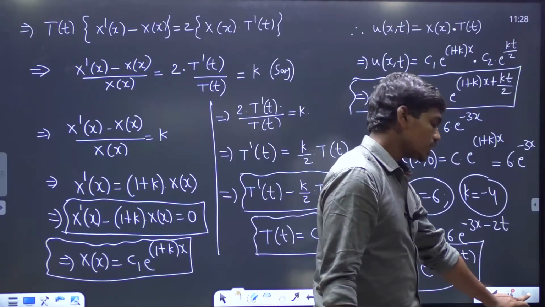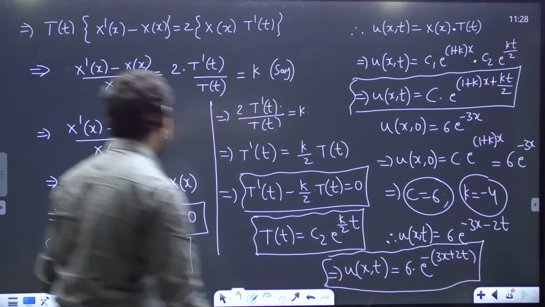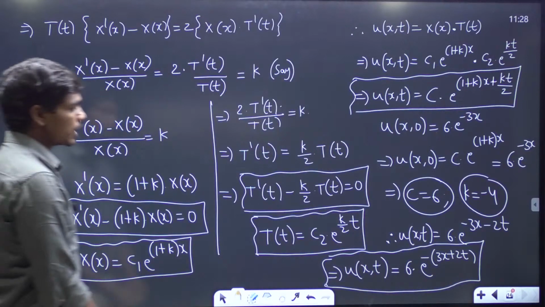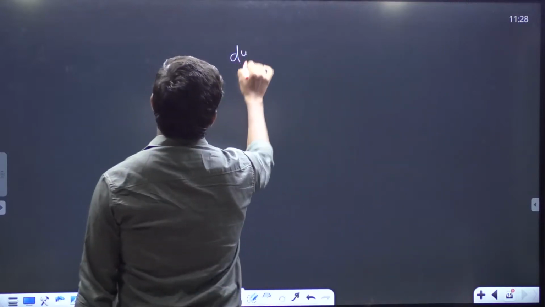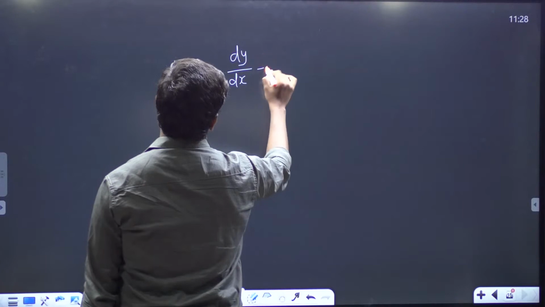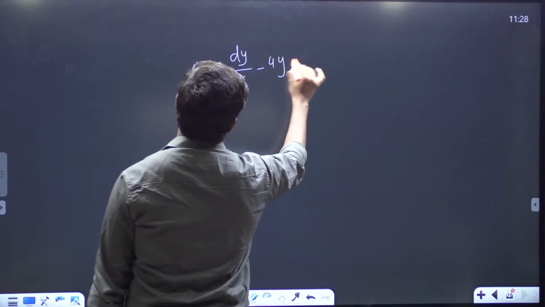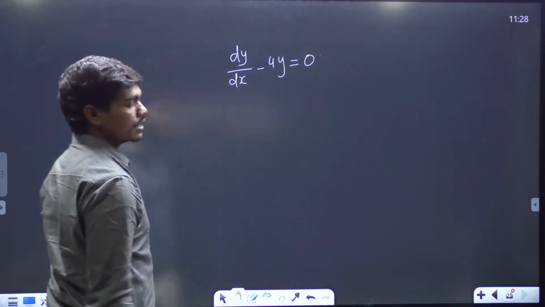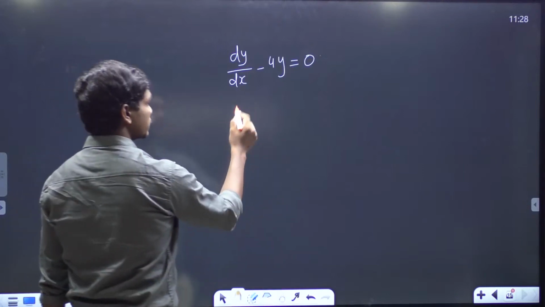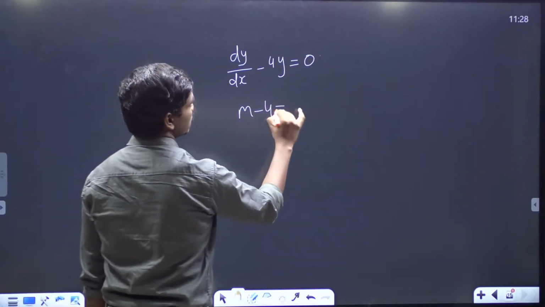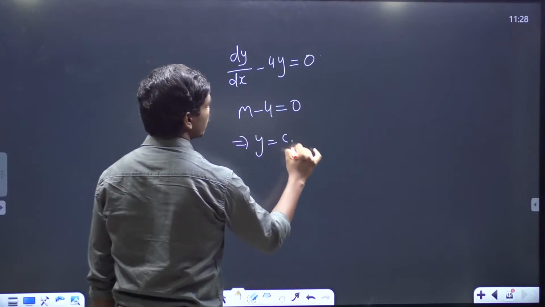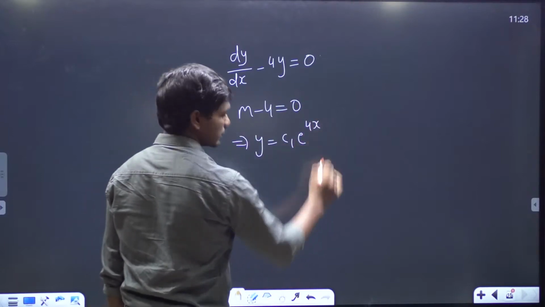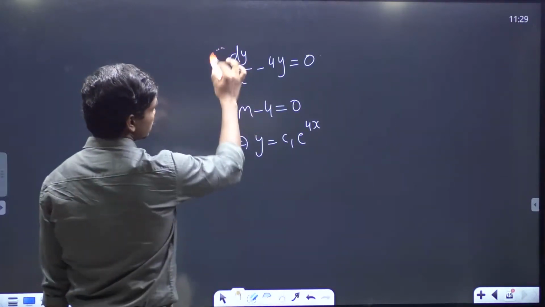Okay, Balanjali, you want to know how I got these values, correct? Let us suppose you have a differential equation dy by dx minus 4y is equal to 0. Now what is the auxiliary equation for this? m minus 4 is equal to 0, correct? So this implies y is equal to c1 e power 4x, correct? Yes or no? Did we talk about this?